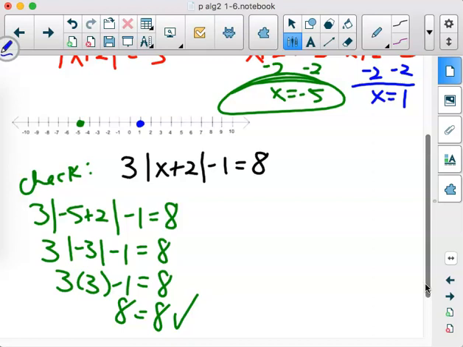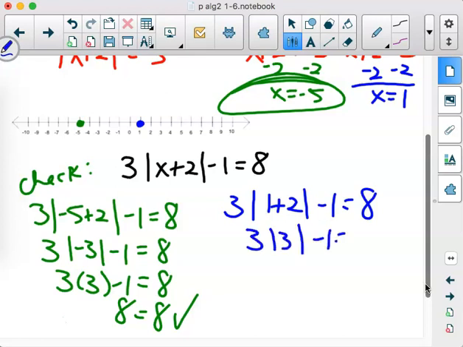Still have to check my blue. Again, we follow the order of operations. So what's 1 plus 2? 3. Absolute value of 3? 3. What's 3 times 3? 9 minus 1? Well, this one works too. We're getting super lucky here. All of them that we're doing.